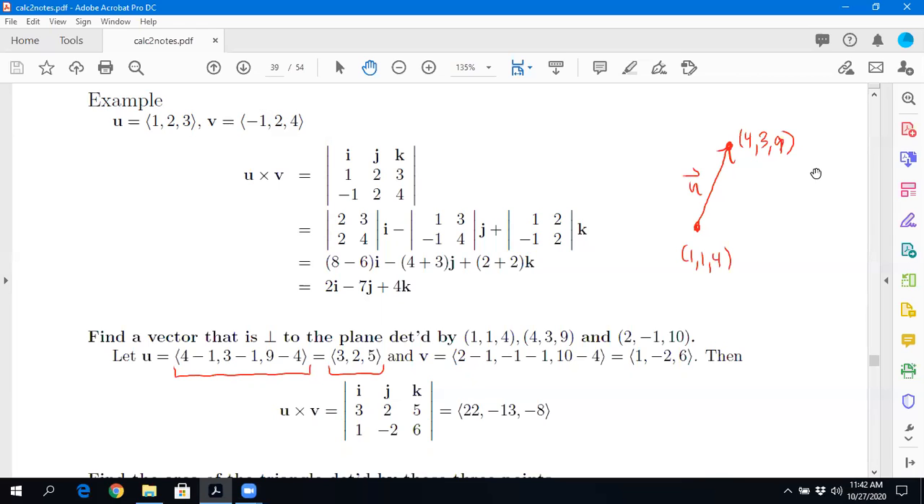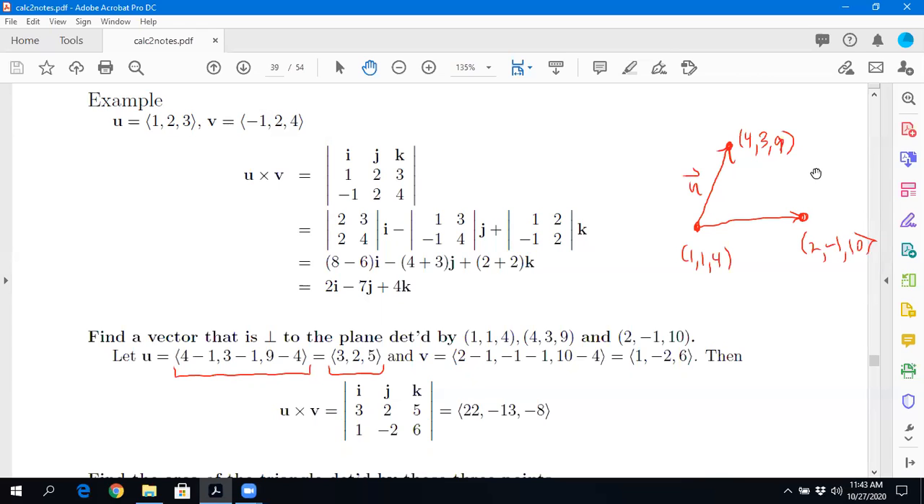And secondly, what am I doing here? So 1, 1, 4. I'm going to the other point. What's the other point? 2, negative 1, 10.